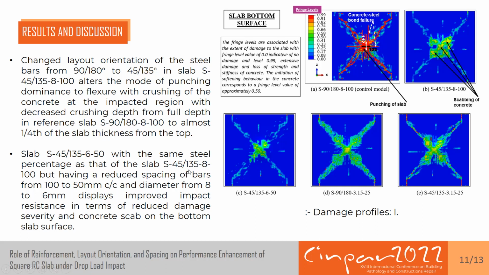Slab S45-135-650, with the same steel percentage as that of slab S45-135-800, but having a reduced spacing of bars from 100 to 50 mm center to center and diameter from 8 to 6 mm, displays improved impact resistance in terms of damage severity and concrete scabbing on the bottom tension face of the slab.